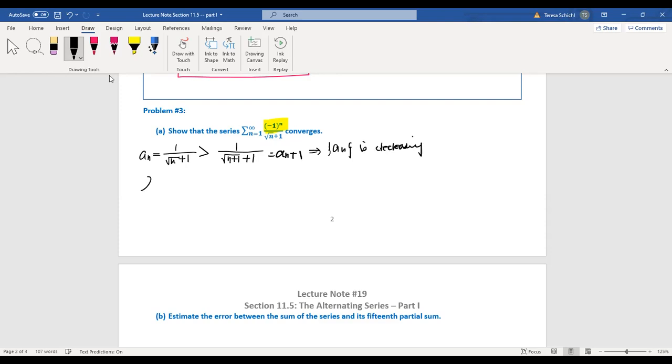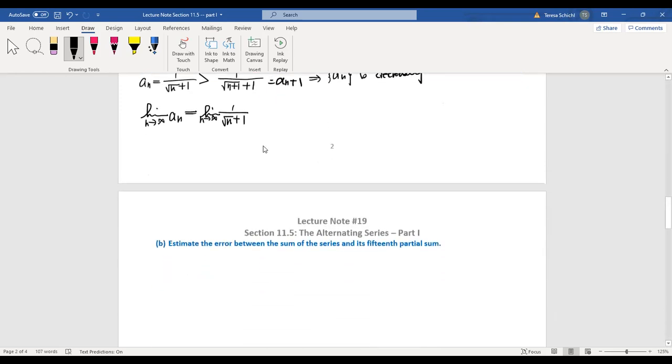Right, now if it's decreasing, then the limit as n approaches infinity of a_n is equal to the limit as n approaches infinity of 1 over n plus 1. So what is this going to be? This is going to approach 0, right? So then I know that the series from n equals 1 to infinity of (-1)^n over n plus 1 converges. Why? By the alternating series test.